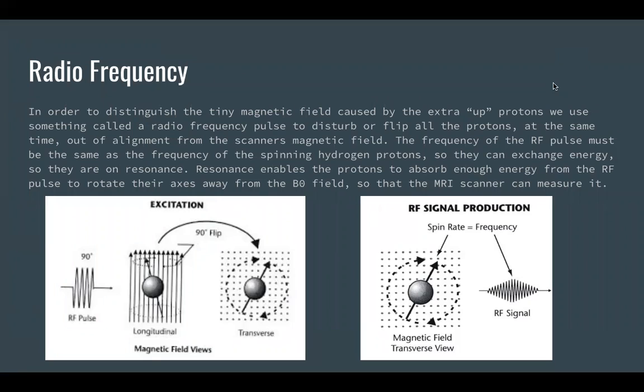In order to distinguish the tiny magnetic field caused by the extra up protons, we use something called a radiofrequency pulse to disturb or flip all protons at the same time, out of alignment from the scanner's magnetic field. The frequency of the RF pulse must be the same as the frequency of spinning hydrogen protons, so they can exchange energy, so they are in resonance. Resonance enables the protons to absorb enough energy from the RF pulse to rotate their axis away from the B0 field, so the MRI scanner can measure it.